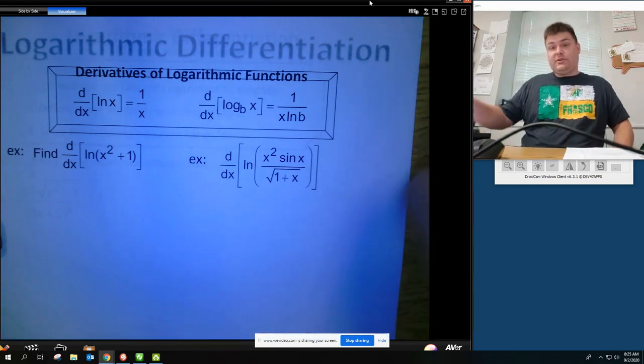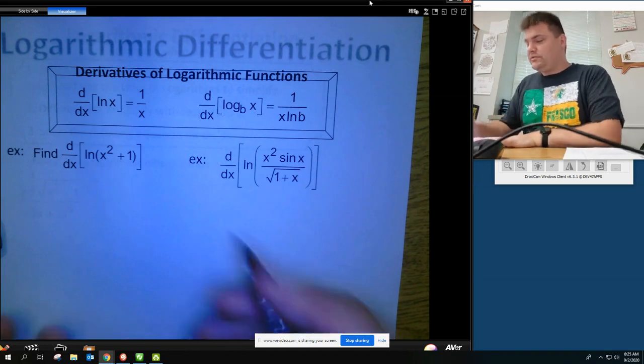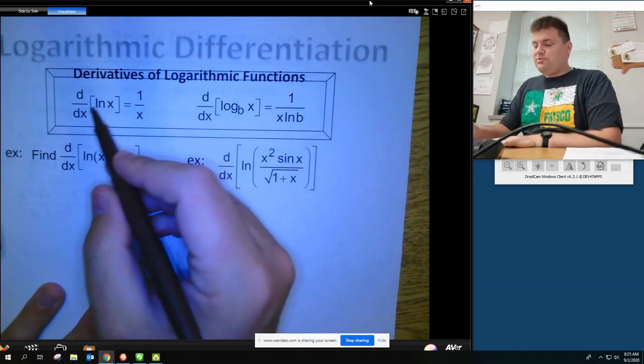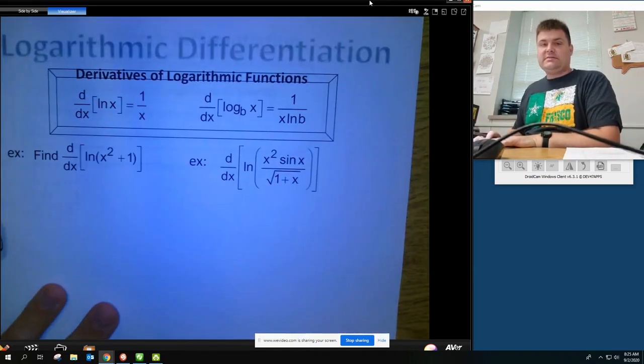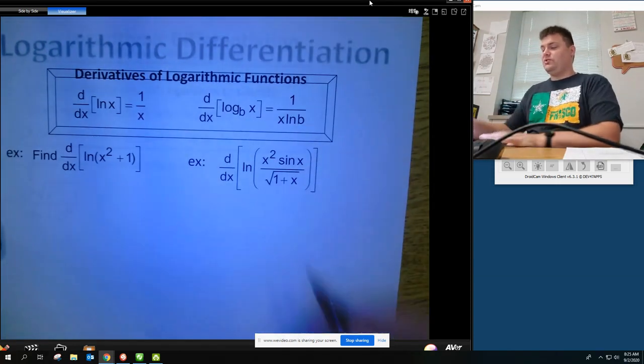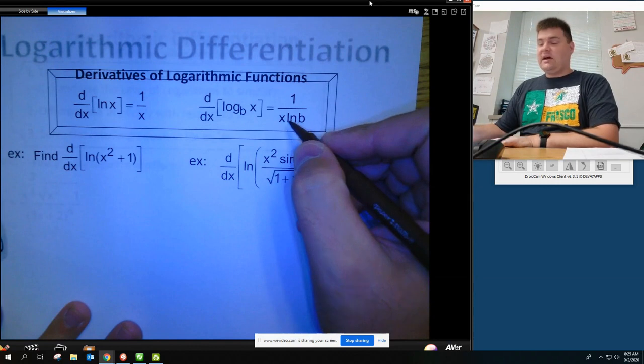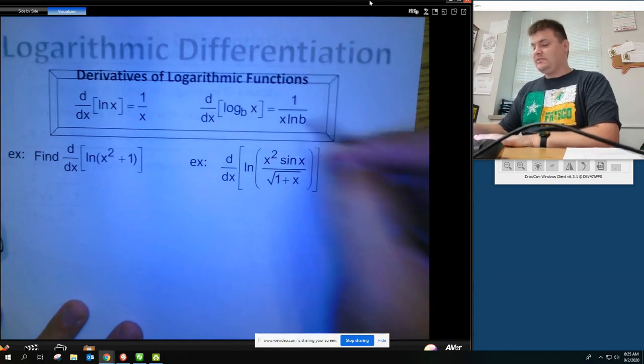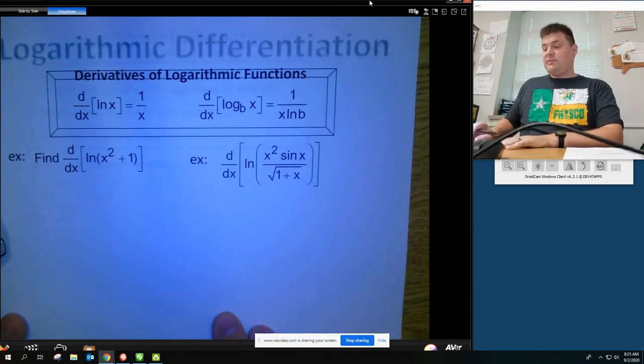So first things first, we got to know some formulas. These are some formulas you got to memorize. Derivative of ln of x is 1 over x. And then derivative of just any log function in general is 1 over x times ln of whatever your base is on the bottom. So those are two things you got to memorize.